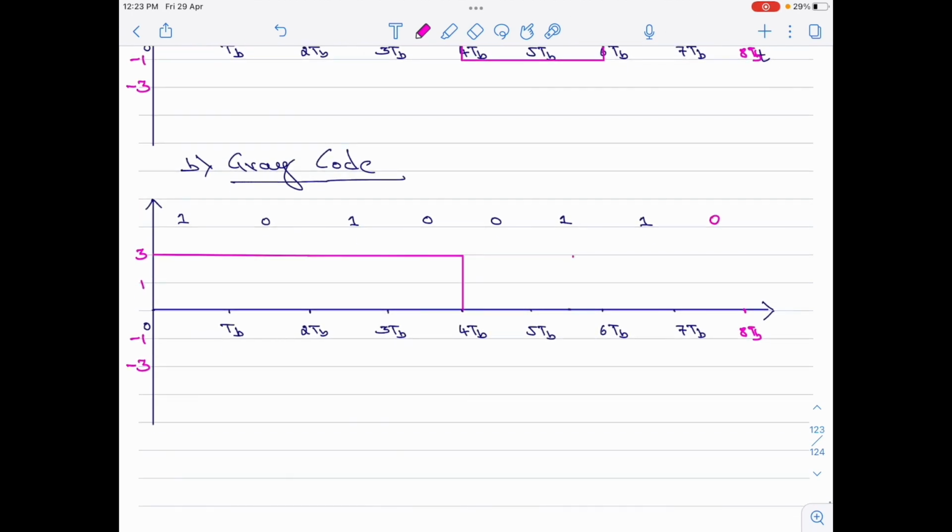So, I now change the amplitude level from +3 to -1. This is for 2 bit duration. The last 2 bits are once again 1, 0 and 1, 0 is represented with a level +3. So, now I will write a positive rectangular pulse of duration 2 TB and amplitude +3. This is the gray coded representation for the given binary sequence. Please note, both the gray and natural are plotted in polar quaternary form.